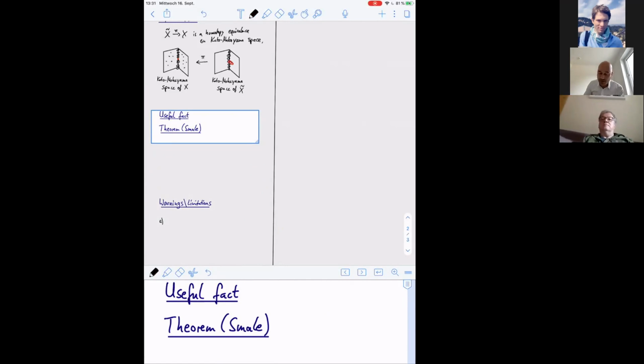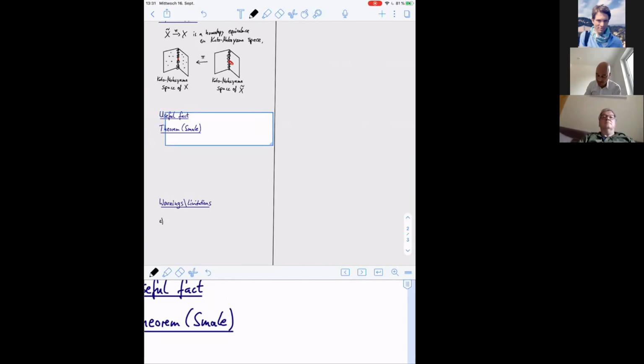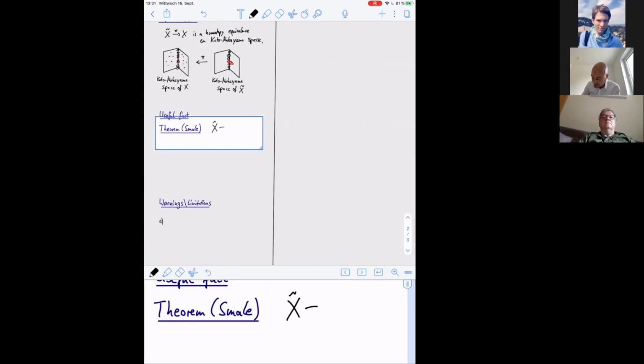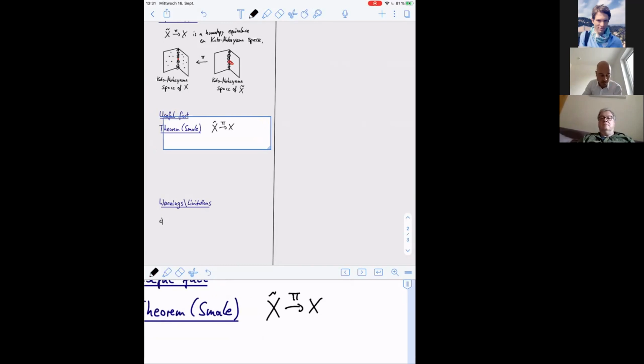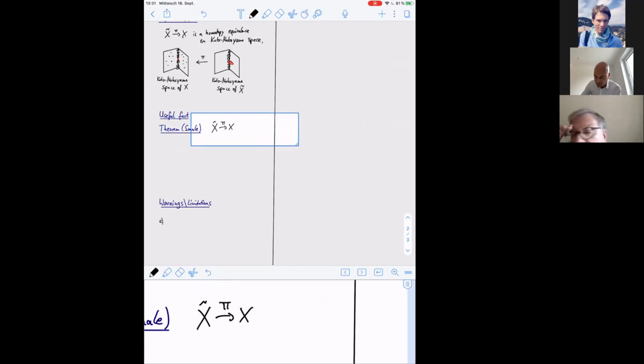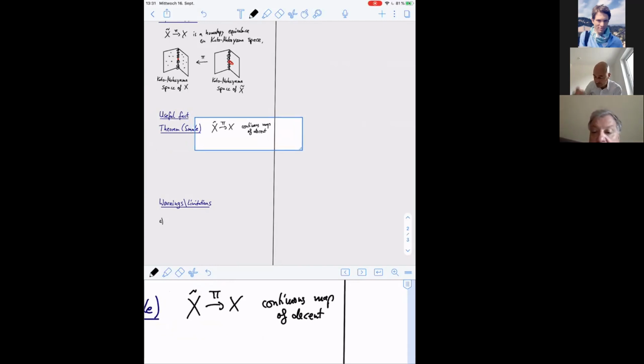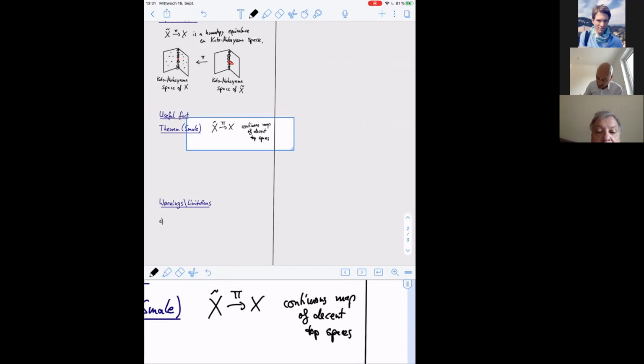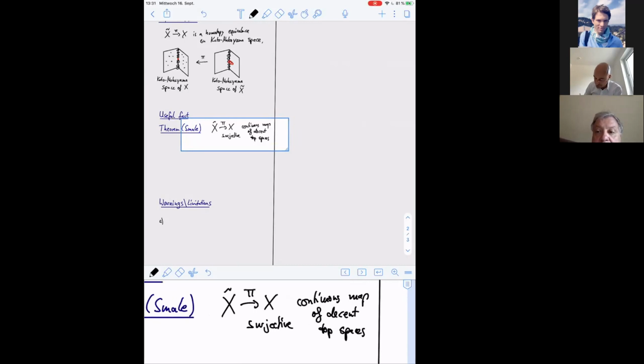First of all, a nice theorem by Smale that's useful for deciding when you have a homotopy equivalence. Let's say we have a surjection of topological spaces, a continuous map of decent topological spaces, decent meaning something like CW complexes that are locally contractible, and so on. Then you want it surjective and proper. So we have all that.